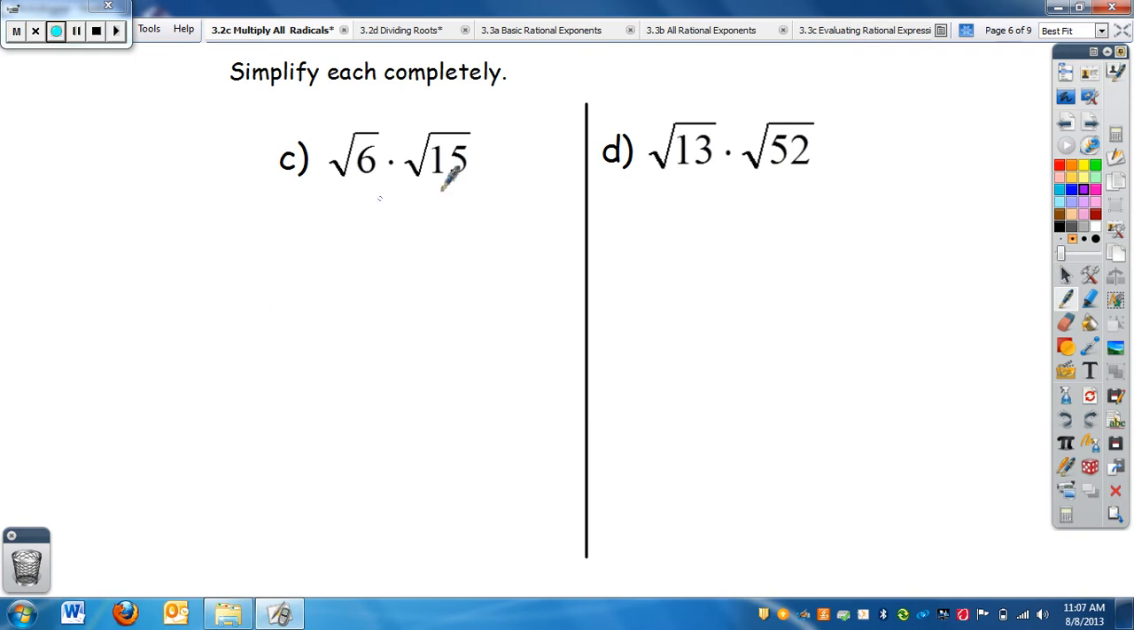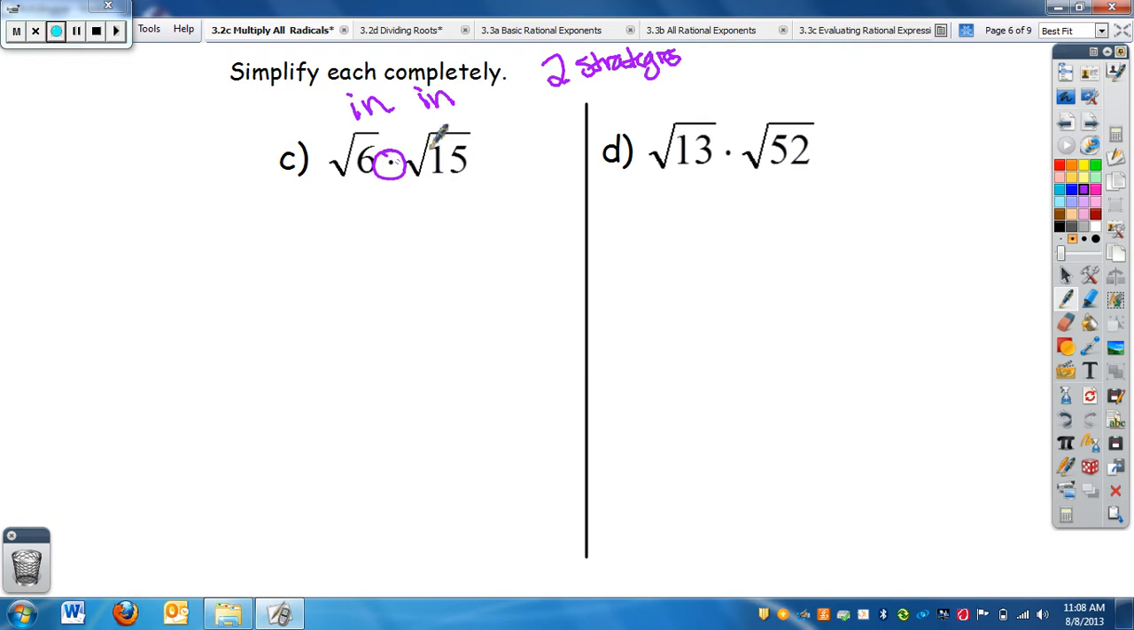So on C, notice these are both inside. So they're both part of jail, so they can be put together. And since it's multiplication, I can multiply these two together. Or there's another strategy you can use, which I will actually use on the next one. So I'm going to show you two strategies. You can pick whichever way you want. And there's probably a couple more, but these are the two most common ones.